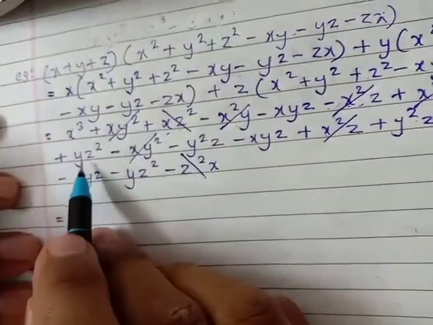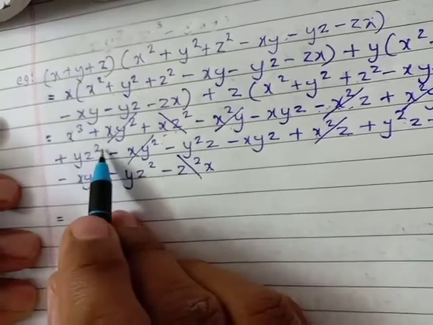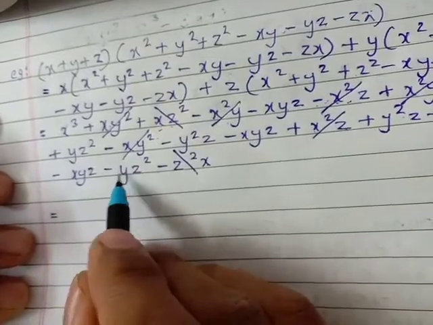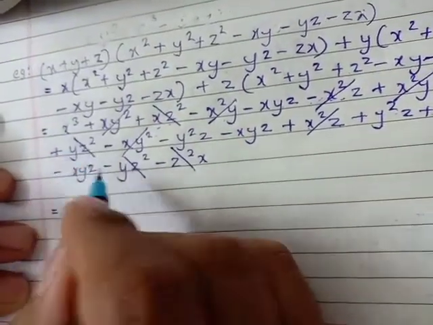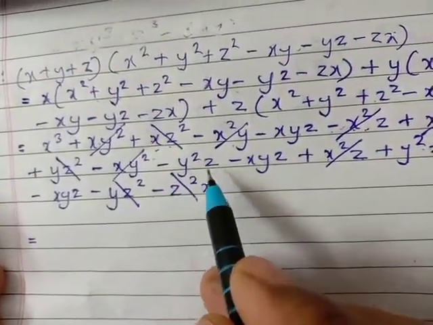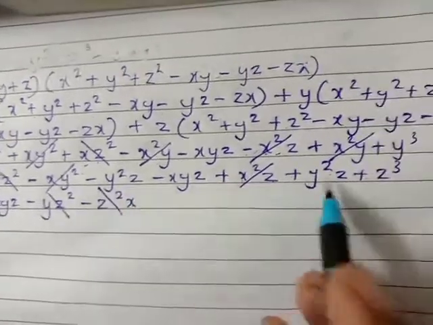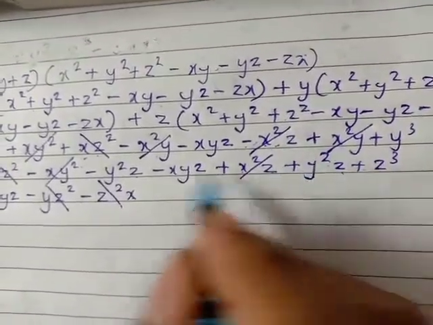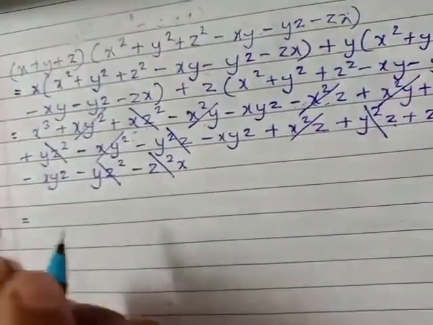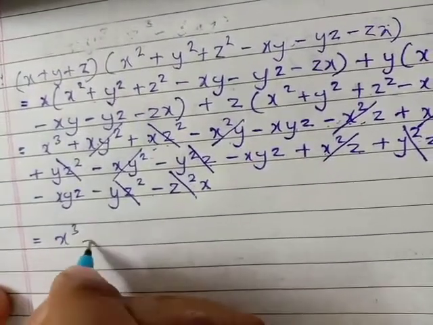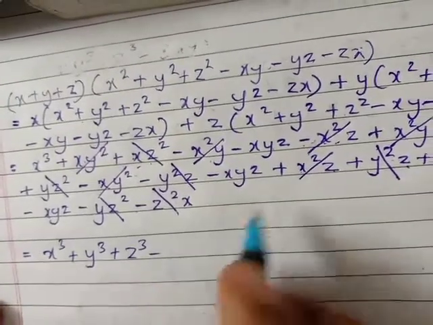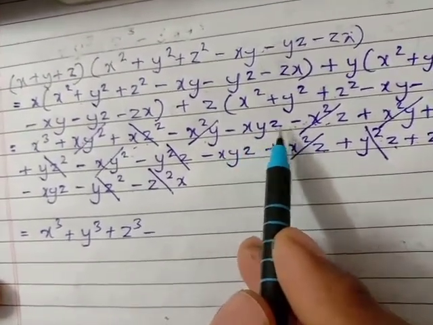There is yz square remaining. yz square is plus, here yz square is minus, so this also get cut. Now this is minus y square z, and this is y square z plus, so this also get cut. So now what remains is x cube plus y cube plus z cube minus, now this is 1xyz.